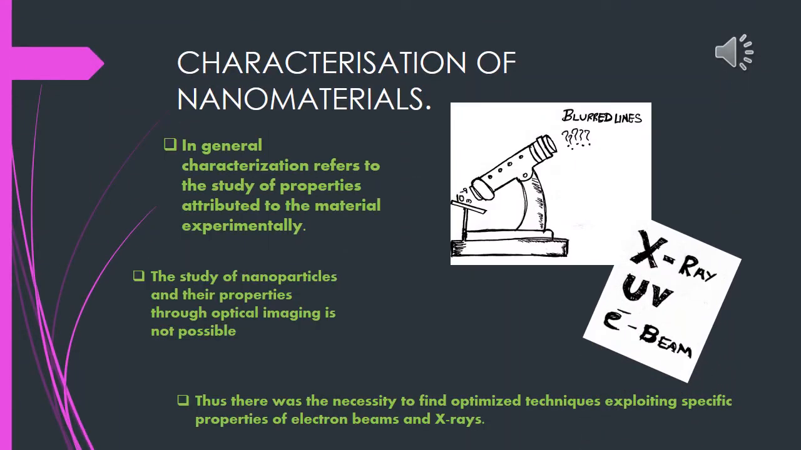Characterization of nanomaterials. Nanomaterials exhibit distinct size dependent properties in the 1 to 100 nanometer range, where quantum phenomena are involved. The following articles describe the production and characterization of different types of nanomaterials, where the structural and mechanical properties are determined and discussed. In general, characterization refers to the study of properties attributed to the material experimentally.